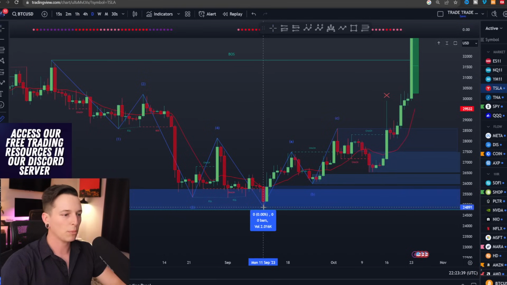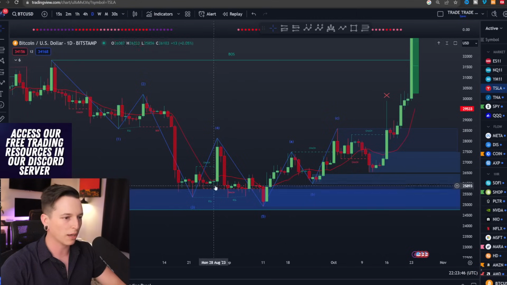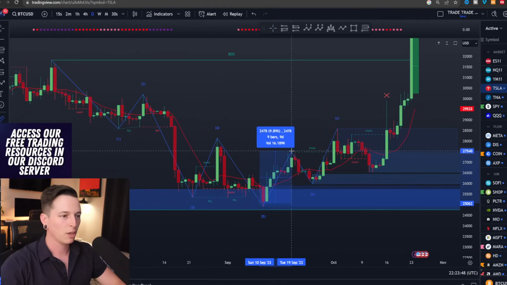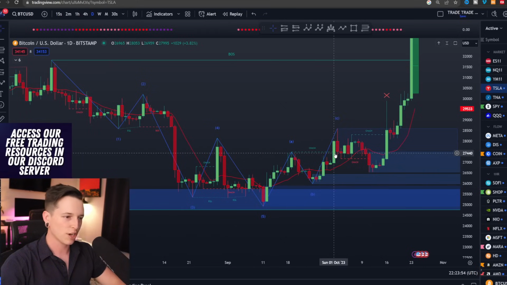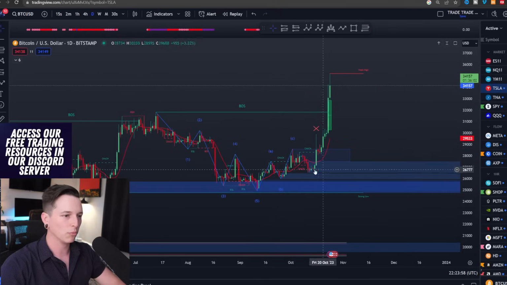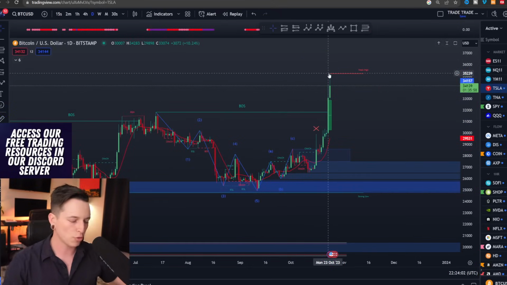From here, we bounce, and look at what we bounce at, like we talked about earlier, our change of character and also our big bullish block. So the bulls step in, push up to this level, we start to use this resistance, and look what happens. Another bullish block comes in, change of character is broken, and then boom, we get this massive run, and now we're up at about 35,239.